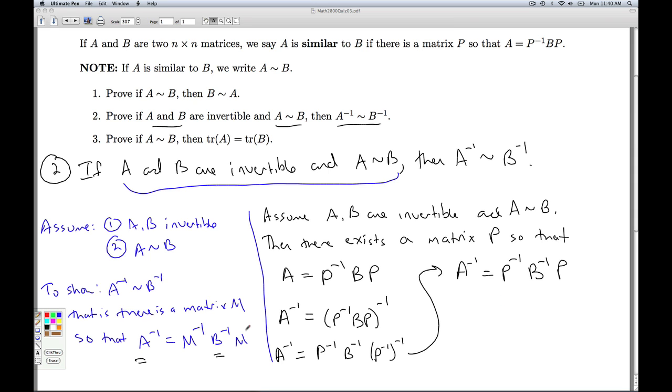So guess what matrix ends up doing the job? My original matrix, P. So by definition, A inverse is similar to B inverse. So that'll do it then for the second claim.